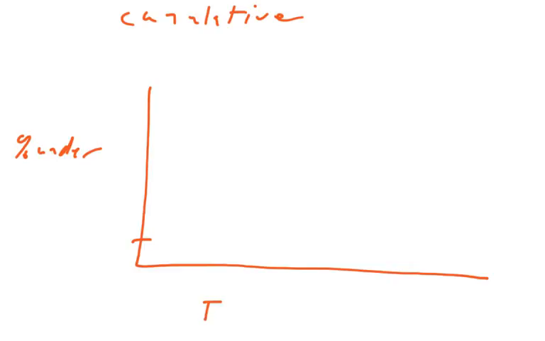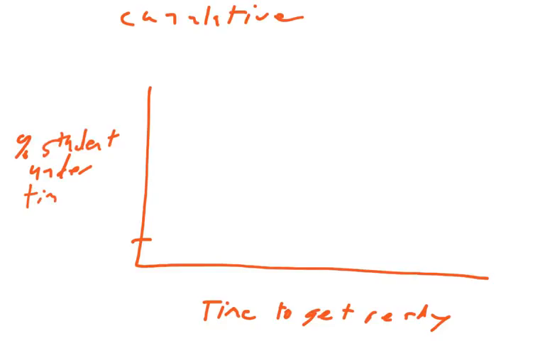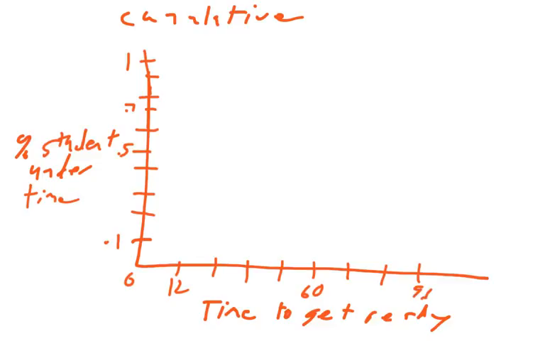So for the cumulative, I'm going to make another graph. The bottom is still time to get ready, and the vertical axis should be percent of students under that time. And since we go all the way up to 1, I'm going to make this 0.1, 0.2, 0.3, 0.4, 0.5, 0.6, 0.7, 0.8, 0.9, and 1. So 0, 12, 24, 36, 48, 60, 72, 84, 96.